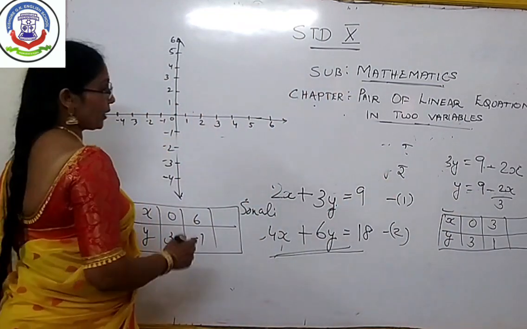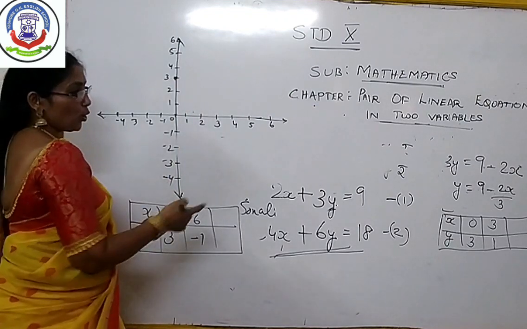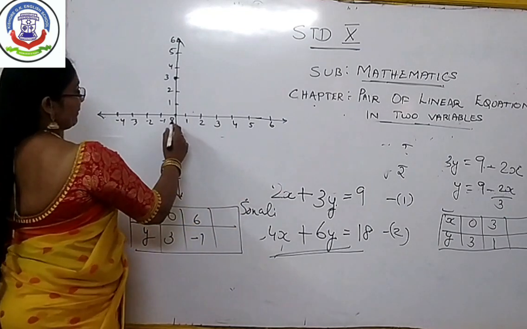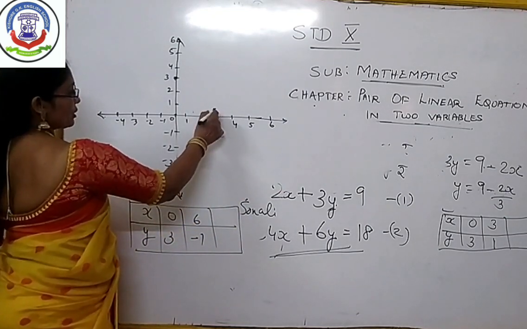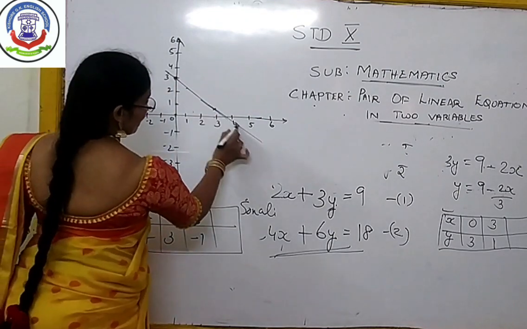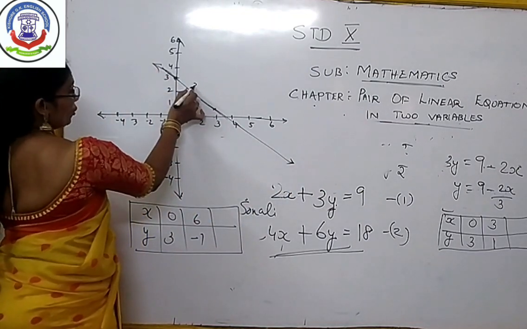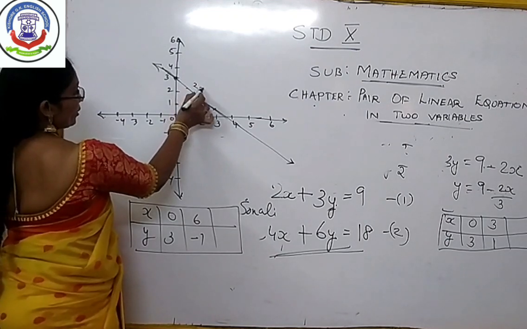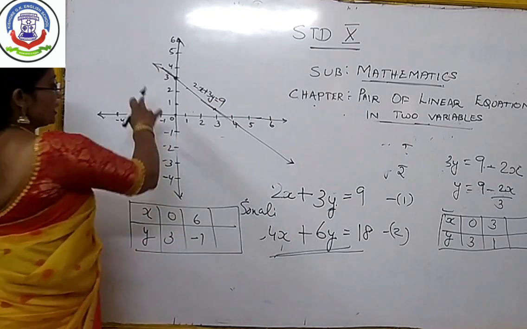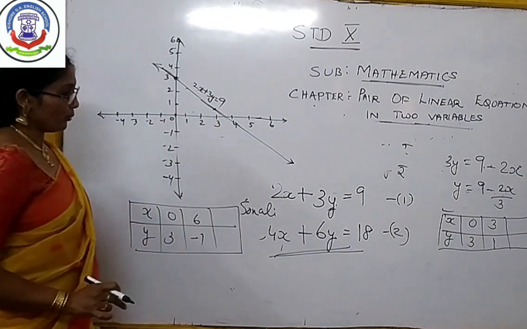Which are there? (0, 3) and (3, 1). (0, 3) means you know that it is coming on the y-axis because the x coordinate is not there. Next one is (3, 1), which will be in the first quadrant. Okay, let us draw that line because you can extend the line on both sides. So you can write this equation as 2x plus 3y equal to 9. This line is coming for the equation 2x plus 3y equal to 9.